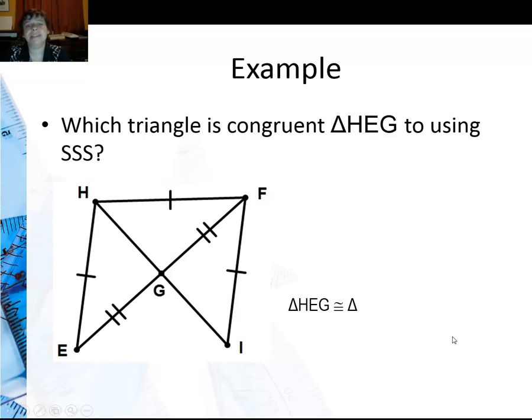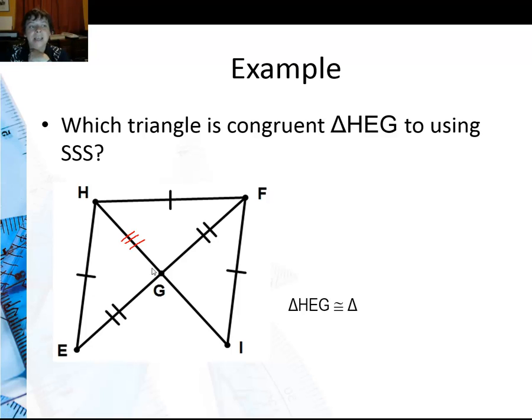So here I have an example. It's a little bit challenging. Which triangle is congruent to triangle HEG using side, side, side? Well, one of the interesting things is that I can tell I've got these 2 match, these 2 match, those 2 match. So I need a way to get a third side that's congruent. Well, believe it or not, the reflexive property of congruence says something is congruent to itself. So I can actually say HG is congruent to HG.